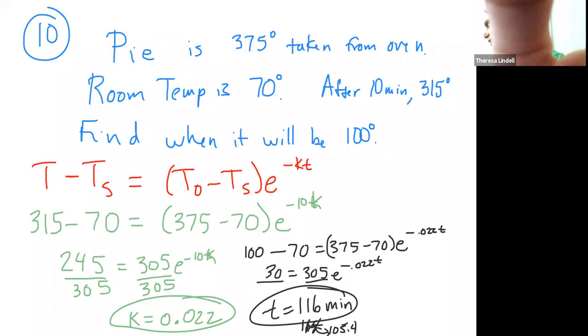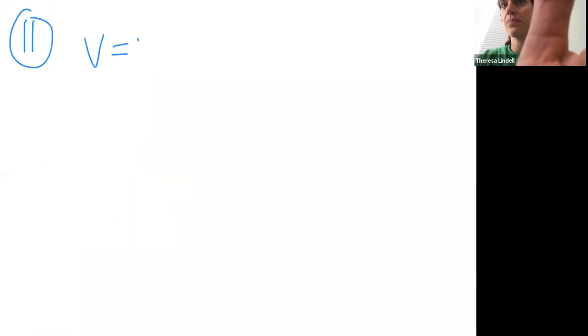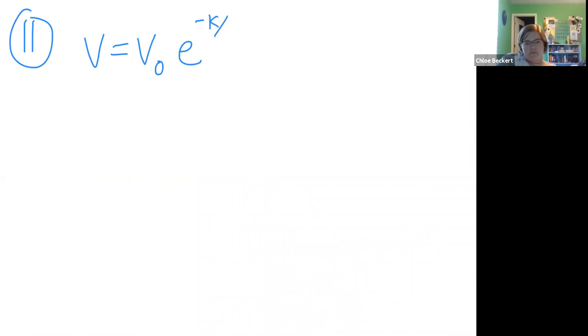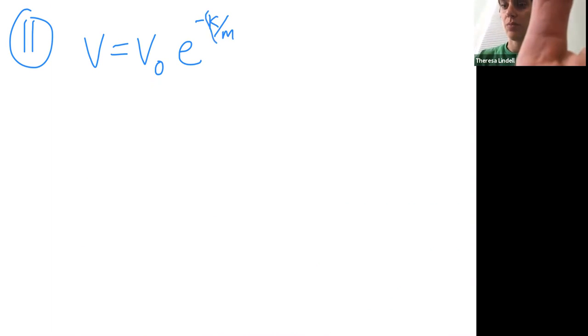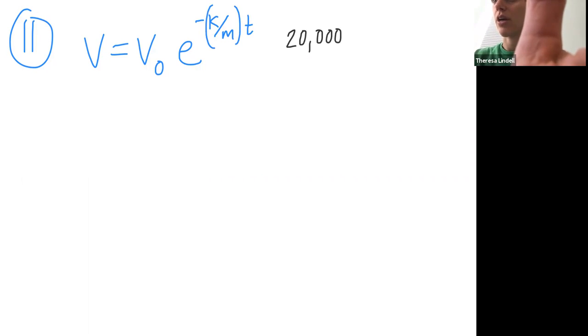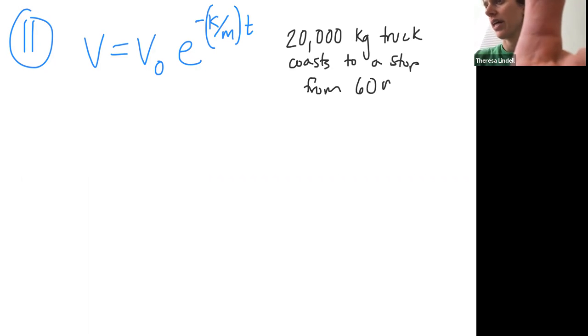Yeah, let's move on. This next one is probably the main one that I'm guessing people needed to see because I did not have one of these on the quiz. It's one of the ones that has the velocity equation. That's supposed to be a parenthesis T, my bad. So this is a velocity equation, and it's going to say something like there's a 20,000 kilogram truck coasts to a stop from 60 meters per second. And the K that they're going to give you is 160 kilograms per second.